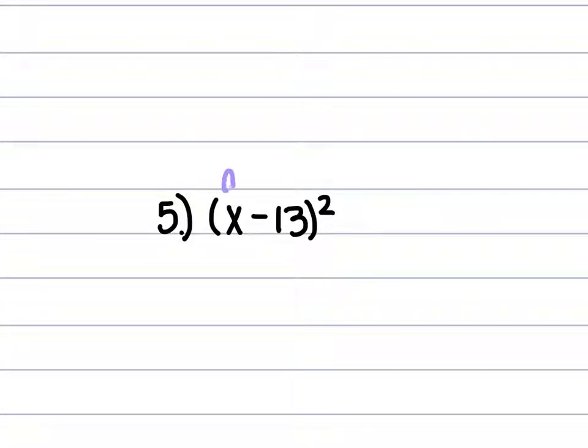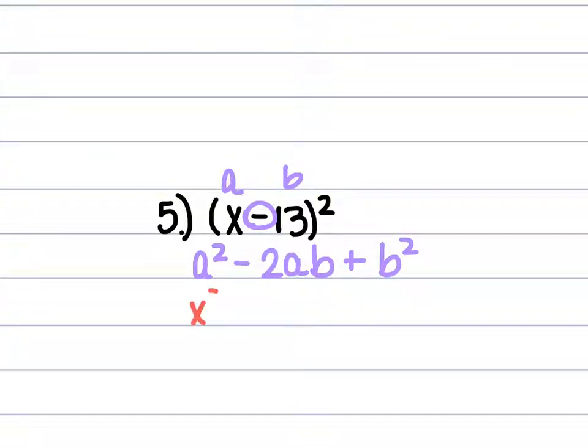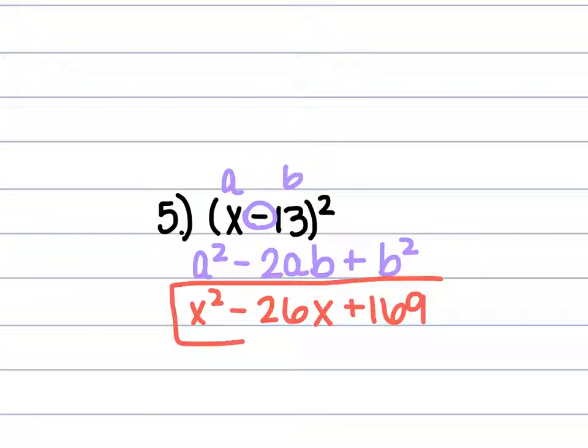For 5, we have an a of x and a b of 13. We have a negative in between those two, so a squared minus 2 times a times b plus b squared. The a squared is x squared. Negative 2 times x times 13 is negative 26x, and then that 13 squared is a positive 169. So x squared minus 26x plus 169.